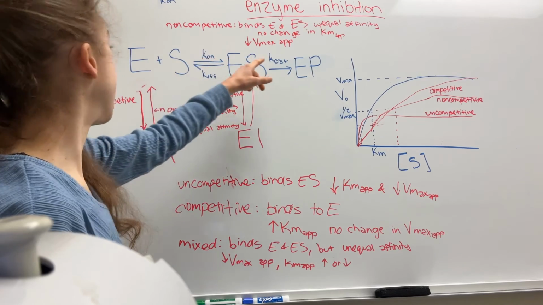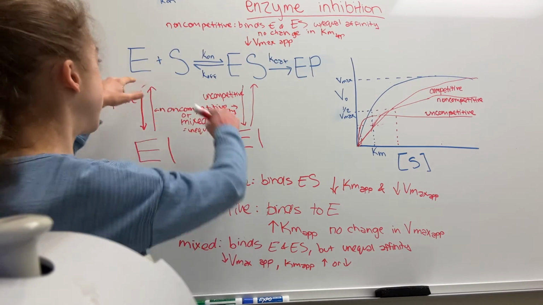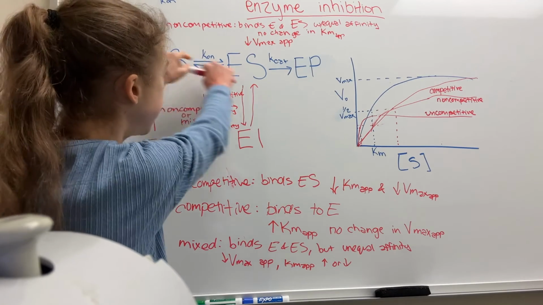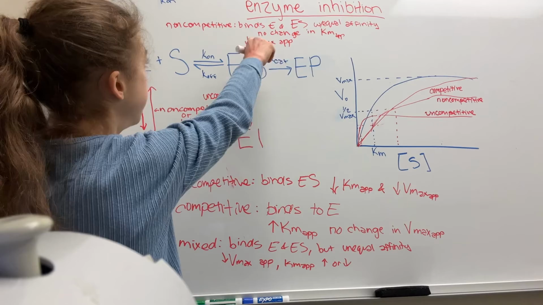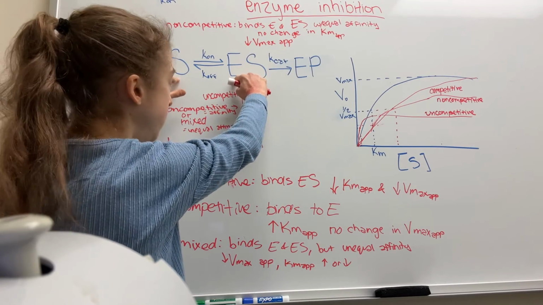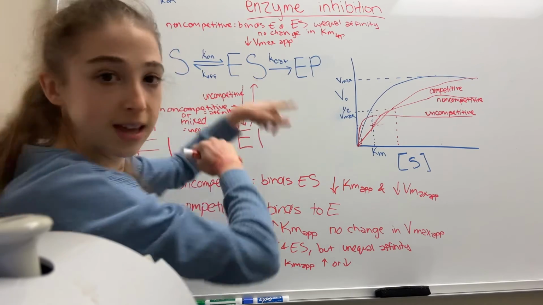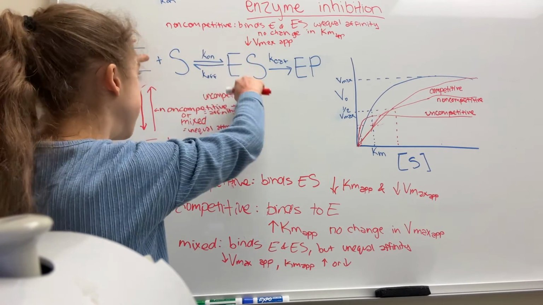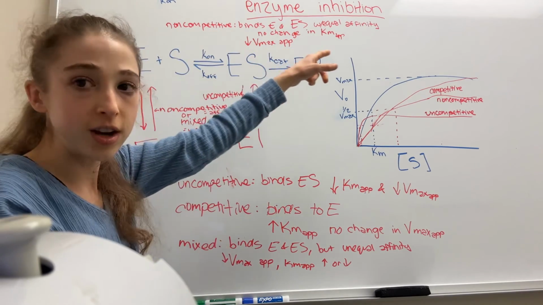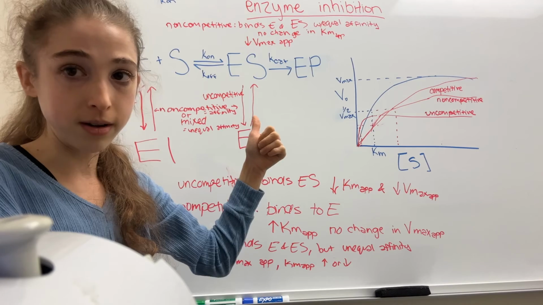In the case of our non-competitive inhibitor and our mixed inhibitors, these bind to both the E in its free state and the ES complex. In the case of a non-competitive, it binds these equally well. You do you, I do me. I'll bind you either way, but you can't make product. In this case, because it's not affecting the binding of the substrate, there's not going to be a change in our Km apparent, but there is going to be a decrease in our Vmax apparent.